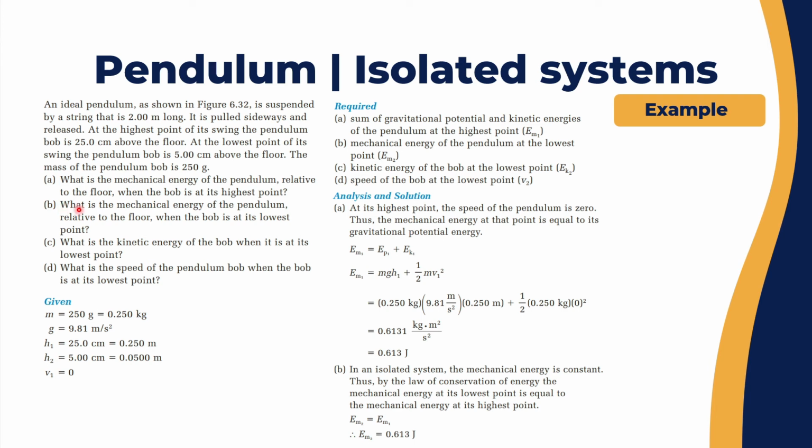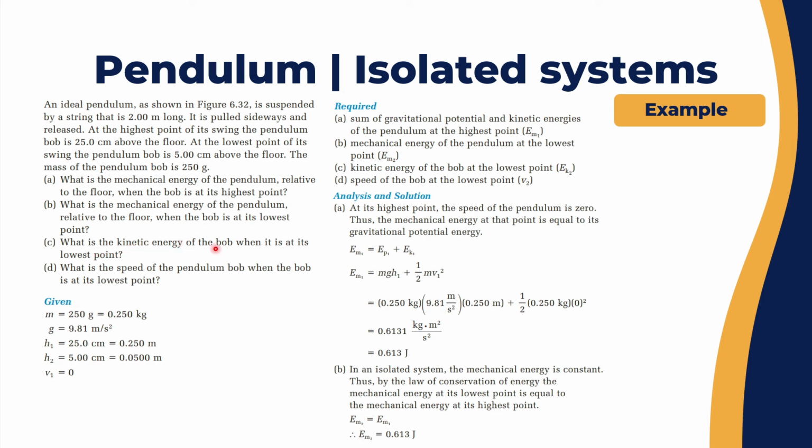Asking as well, what is the mechanical energy of the pendulum relative to the floor when the bob is at the lowest point? So when the pendulum was at the lowest point, we know that potential energy was 0 at that point. And we have an isolated system, so the mechanical energy is constant. So by the law of conservation of energy, the mechanical energy at the lowest point is equal to the mechanical energy at the highest point. So E mechanical at point 1 equals E mechanical at point 2. In this case, E mechanical at point 2 would be 0.613 joules.